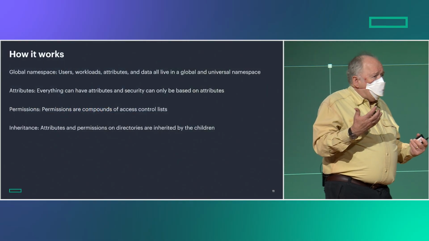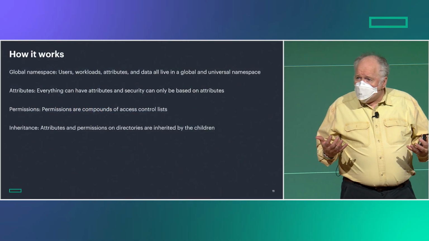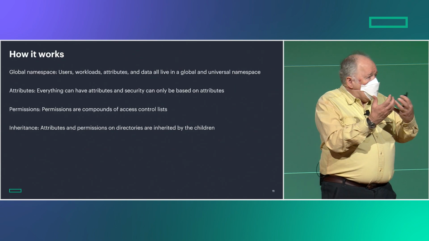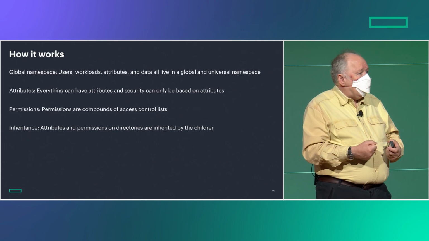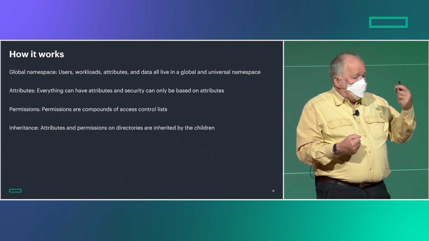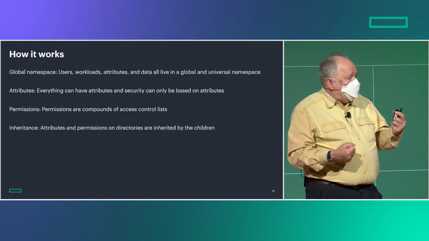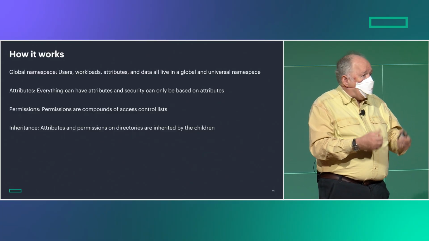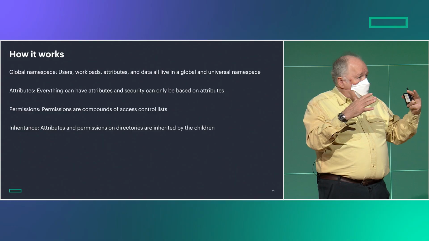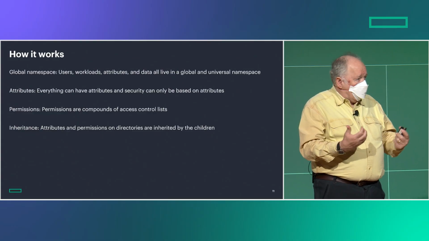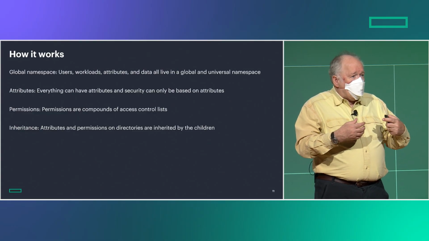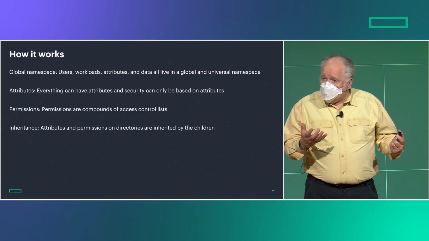We've arranged everything in a global namespace. Every data set gets a name. Every user gets a name. Every workload gets a name. We also have attributes in this namespace. And everything has a name. That lets us attach attributes to anything.